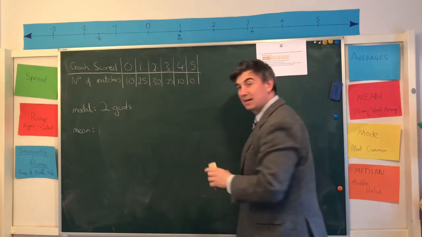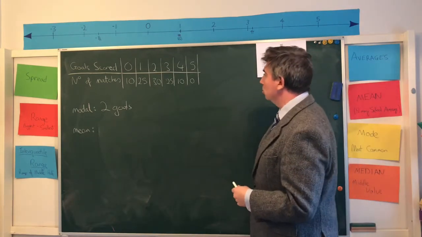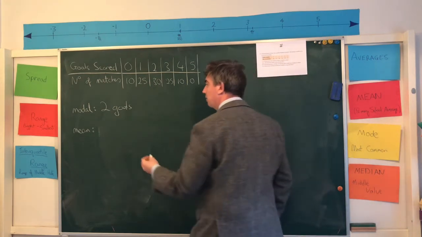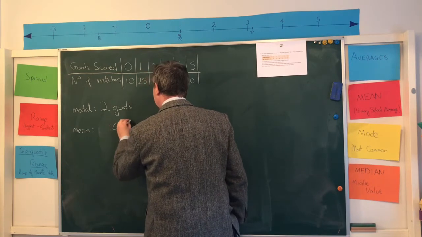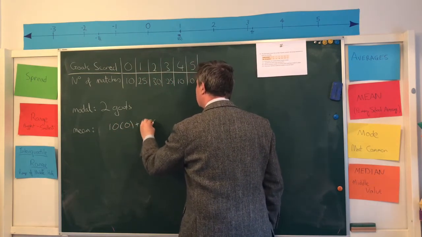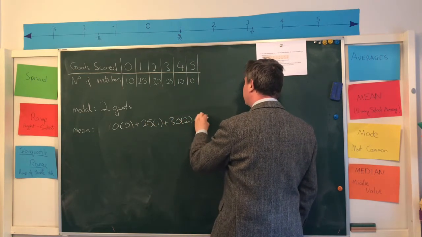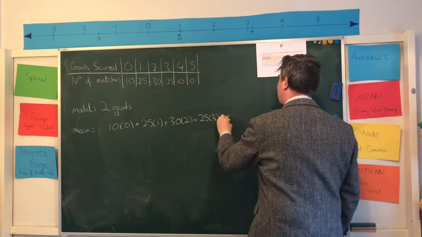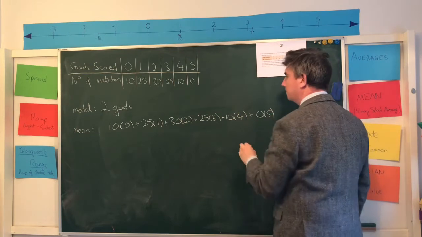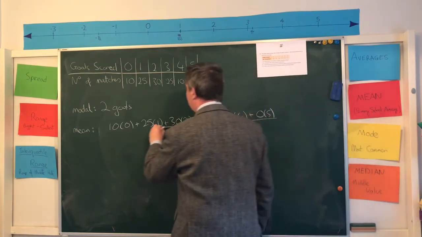We could do it like that, and you get the correct answer, but it would be an awful waste of chalk. So we spot that we were going to write down 10 zeros. So in here we write down 10 zeros, like that. So 10 multiplied by 0. And we add that on to 25 multiplied by 1, plus 30 multiplied by 2, plus 25 multiplied by 3, plus 10 multiplied by 4, plus 0 multiplied by 5. Okay, so that's added them all up. We have to divide it by how many there are.